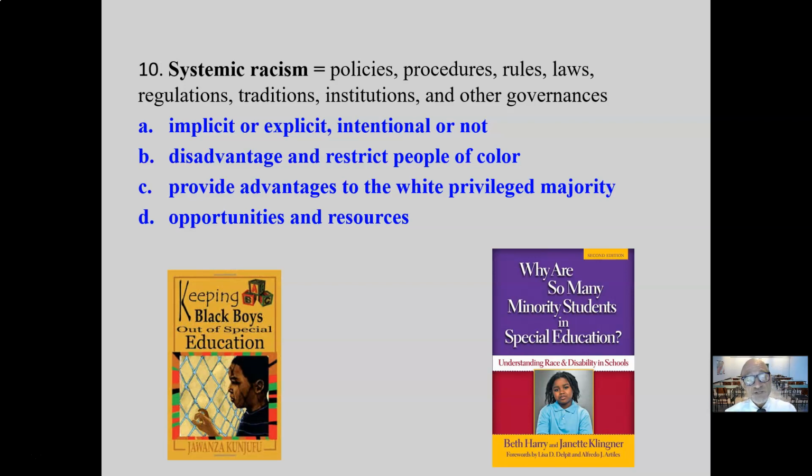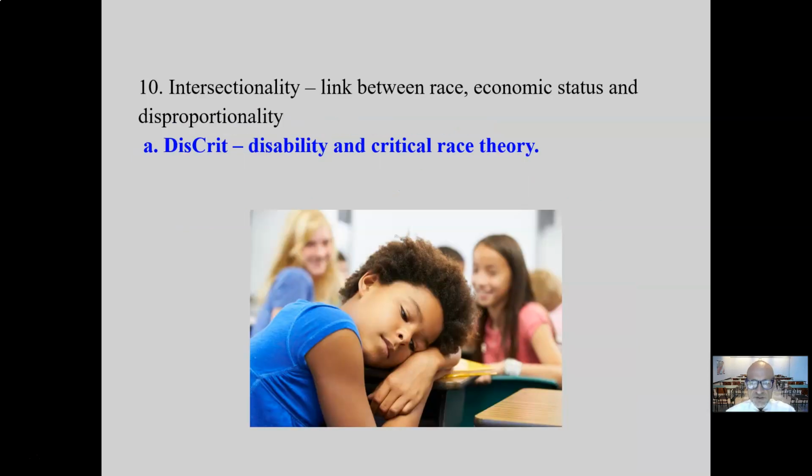It could be implicit or explicit, intentional or not. They disadvantage people of color and provide advantage and opportunities to the white privileged majority. They get more opportunities and more resources. That is systemic racism. It exists in society, it exists in education, and especially in special education.